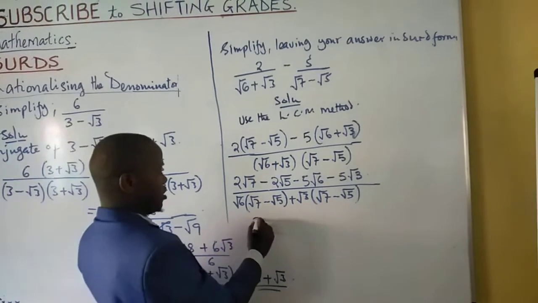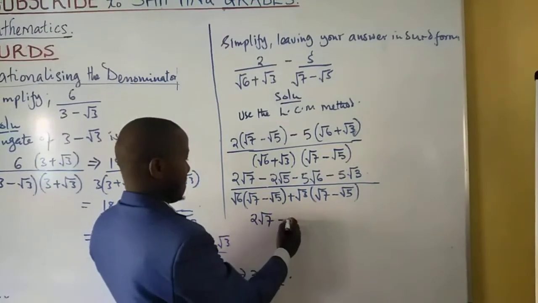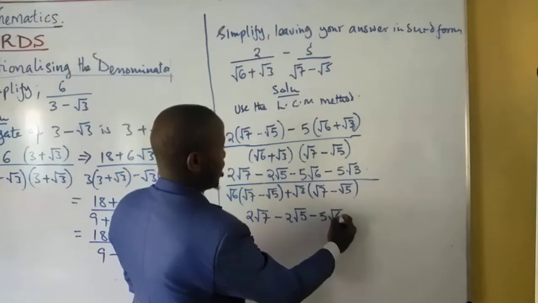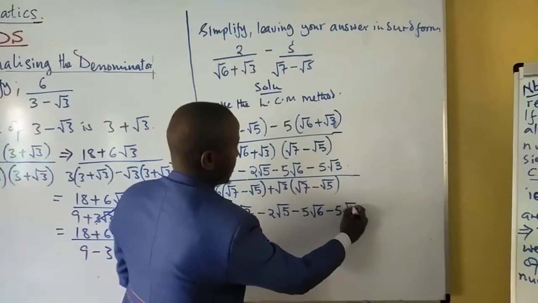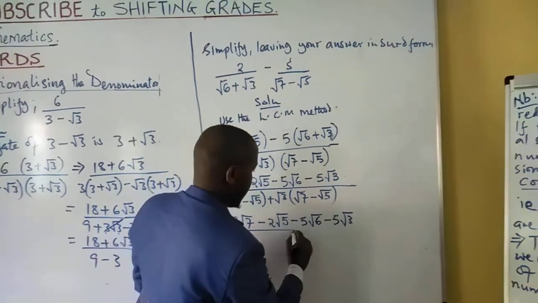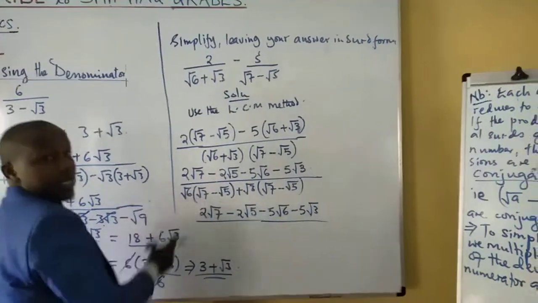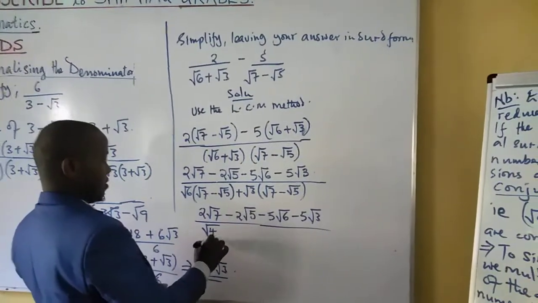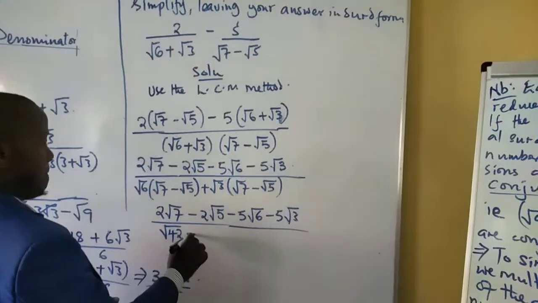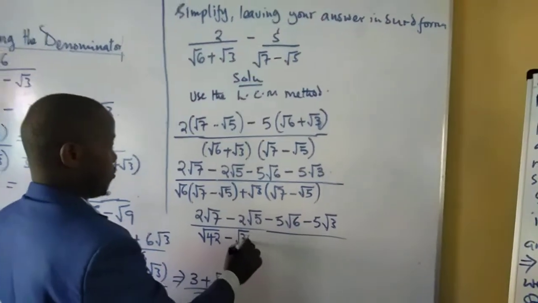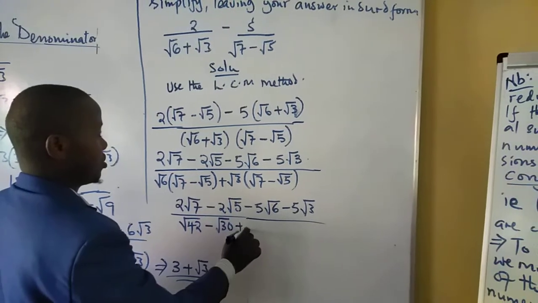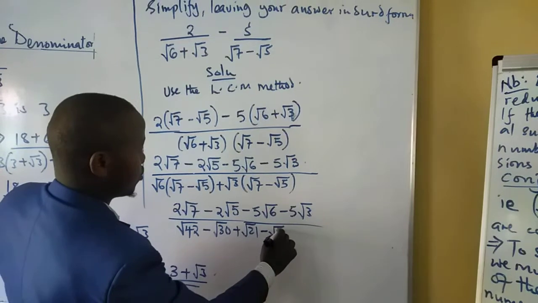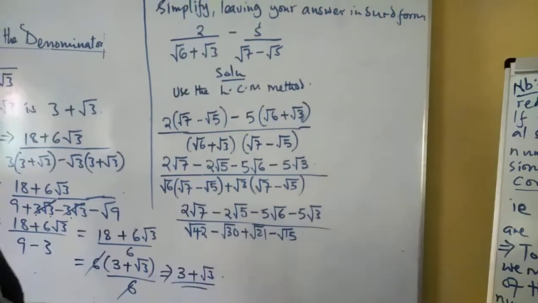Therefore, we just copy it the way it is: 2 root 7 minus 2 root 5 minus 5 root 6 minus 5 root 3. Then you divide by, this one will open to root 42 minus root 30 plus root 21 minus root 15 when you multiply through.